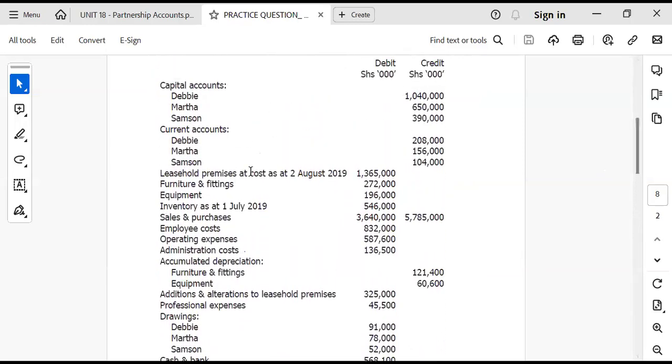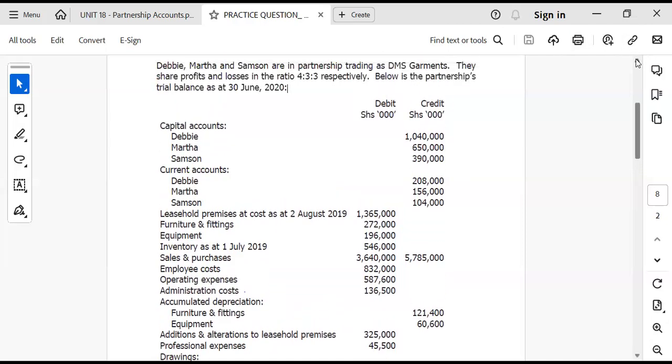So leasehold premises at cost as at 2nd August 2019, we have that much. The moment I see the word leasehold, I know that I'm going to amortize at one point. Furniture and fittings, equipment, opening inventory. Remember, I noted immediately they told me the year ended in June 2020, that means that the year opens on 1st July 2019. When you make a mental note of that, it's easier for you to know things like inventory. You can now know that this is our opening stock.